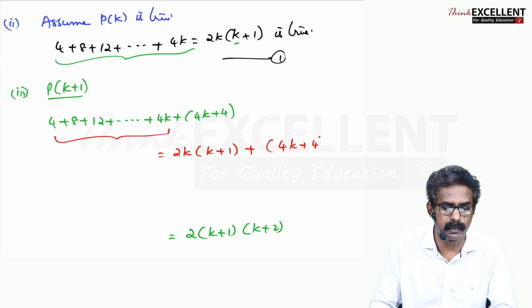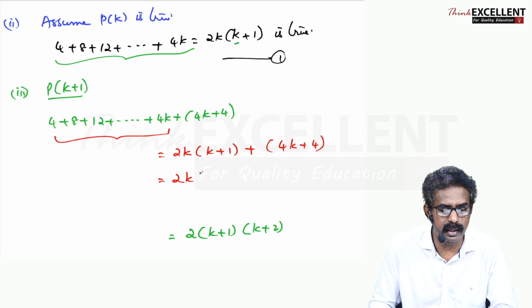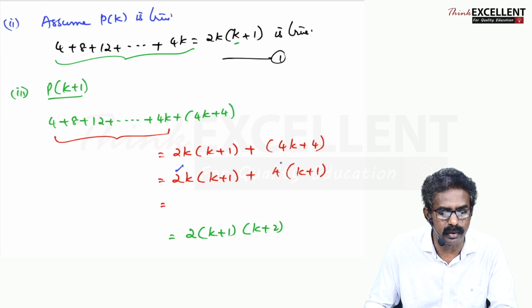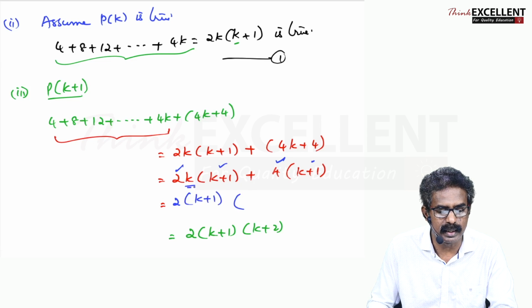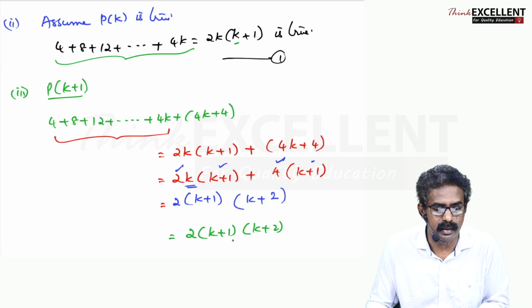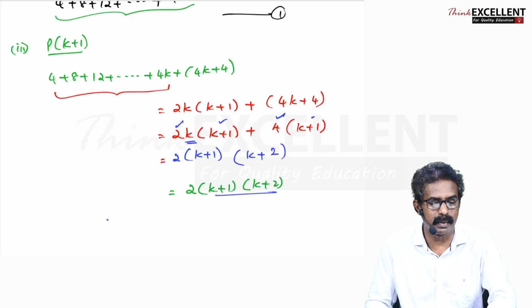4k plus 4. So that is 2k into k plus 1 plus what is common here? 4 is common. What's the remaining? K plus 1. Now in these two terms, what is common? You can take 2 and 4, no? You can take 2 outside. And this k plus 1 is also common in both. So 2 into k plus 1. What is left out? First one, nothing, only this k is there. Plus in the second one, we have taken 2 outside, but 4 is there, no? 2 into 2, so plus 2. Got the answer? Yes. So P of k plus 1 is true.